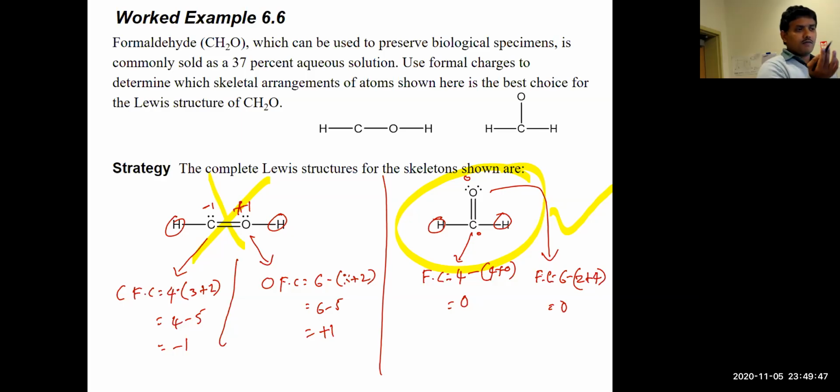Then you would understand after a few structures that this is the wrong way of drawing a structure. You cannot draw a structure like that, but this is the right way of drawing structures, keeping the carbon in the middle and adding more atoms to the carbon. Again, it comes with practice.